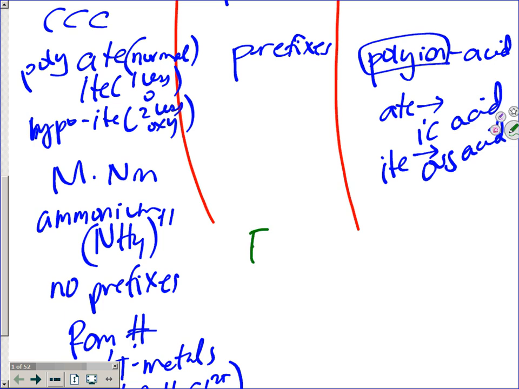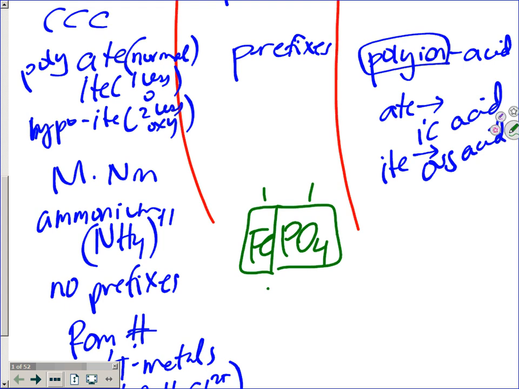FePO4. Okay, so FePO4. This is how I would suggest starting to get the hang of it: divide this compound into two names. I see iron, I know that's a straight up metal, so I name that by itself. This is the first name, and this collectively has one name. It's not phosphorus tetraoxide, it's nothing crazy. So we have iron, and then PO4 is what polyatomic ion?